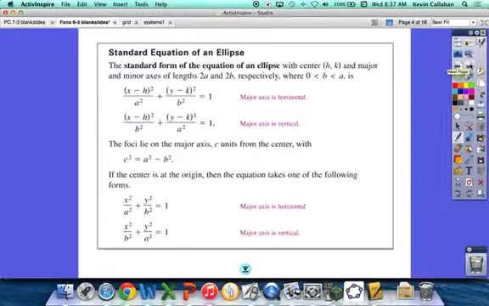Just like a parabola, we had standard forms of equations for an ellipse, right? And there are a lot of things in common. You definitely see x minus h squared and y minus k squared, right? This time they're both squared. This time the h, k is not a vertex, it's the center, right? The center of an ellipse has the coordinates h, k.